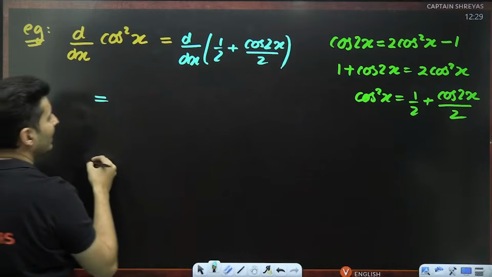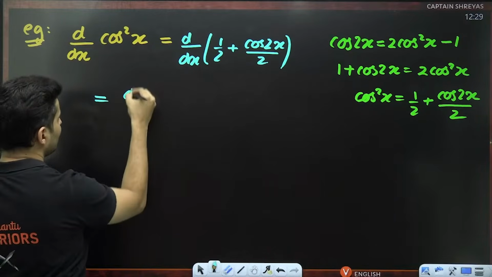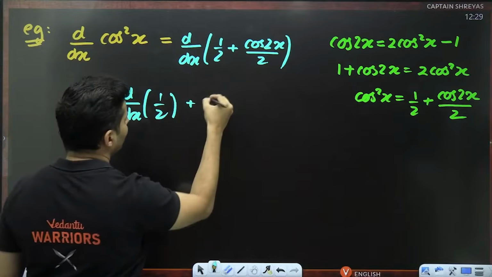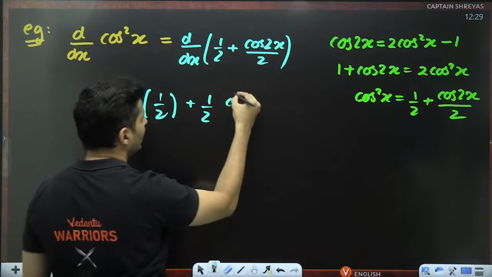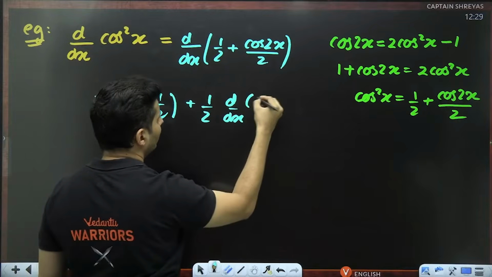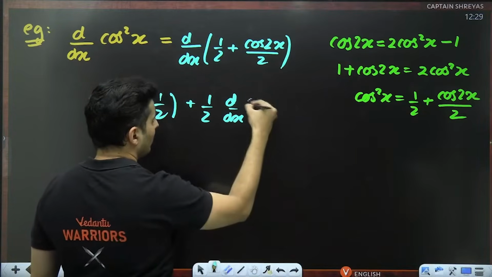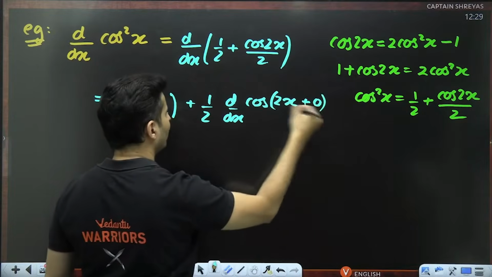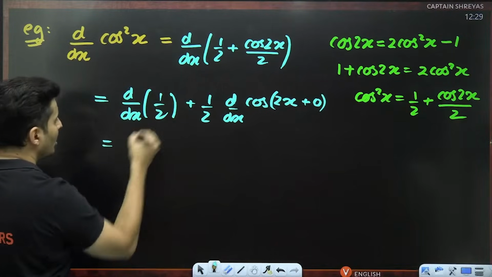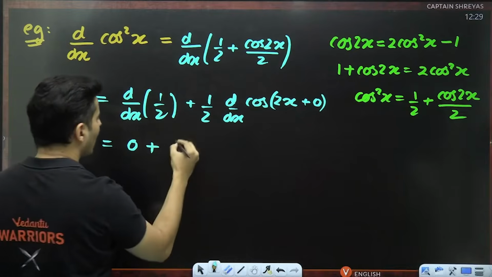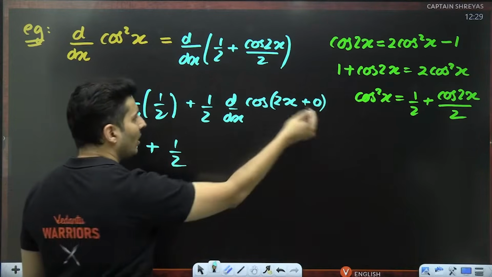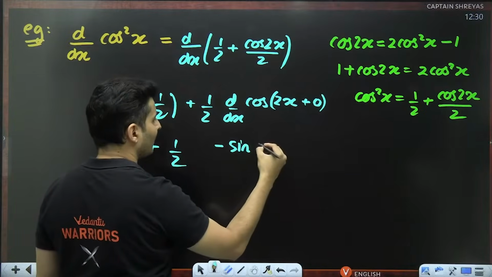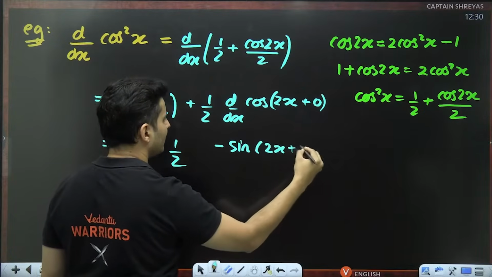So what do we get over here? This is just the derivative of half separately, plus that 2 will come outside. It's a constant, and just the derivative of cos 2x. It's actually a hidden ax plus b form. A constant's derivative is 0. Half comes as it is. The derivative of cos of ax plus b is minus sine of ax plus b. So minus sine 2x plus 0.